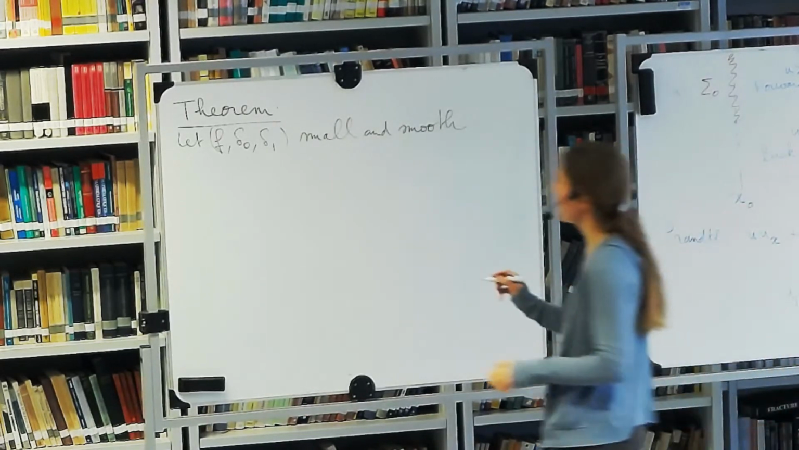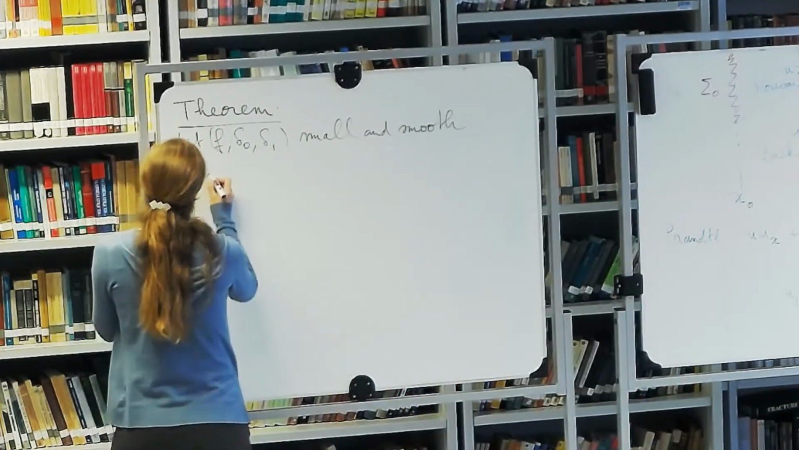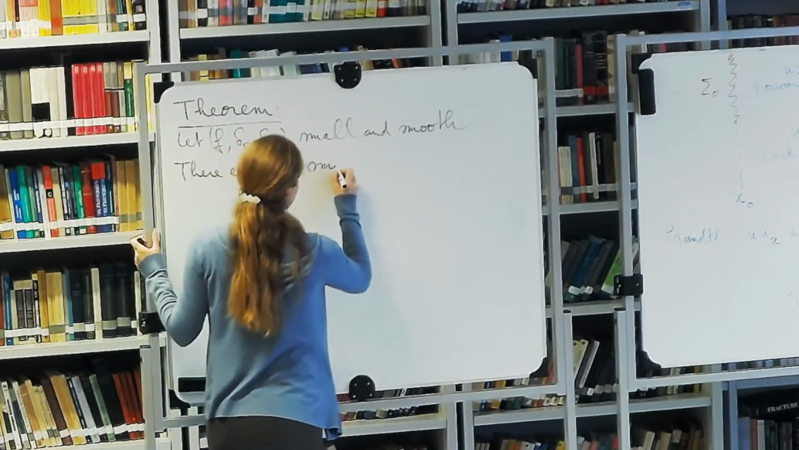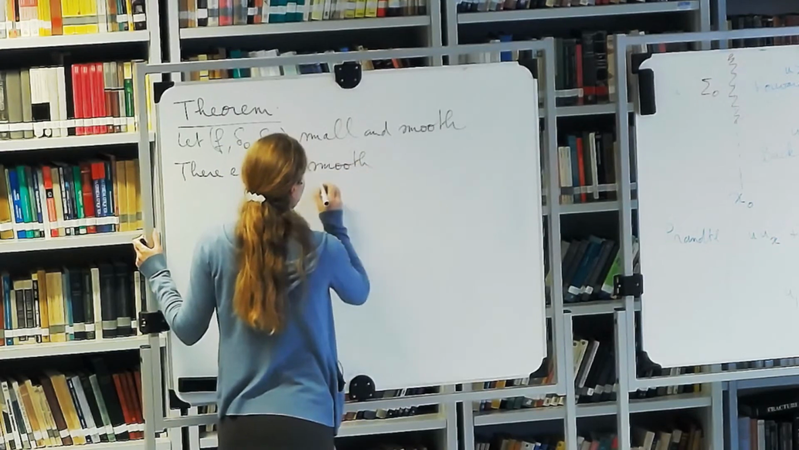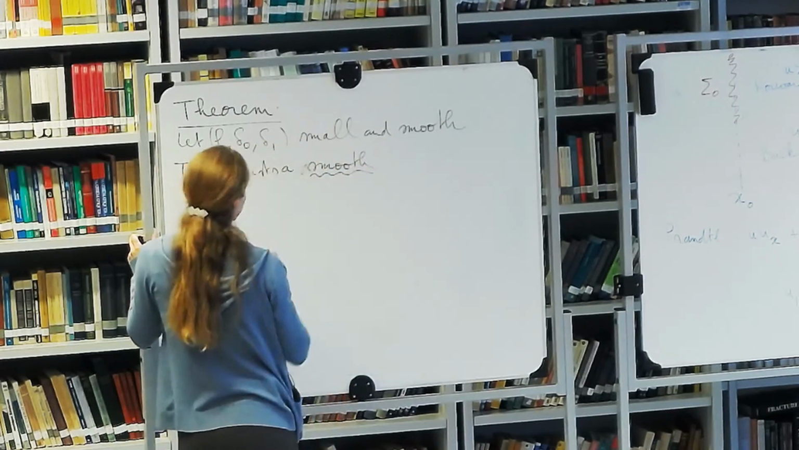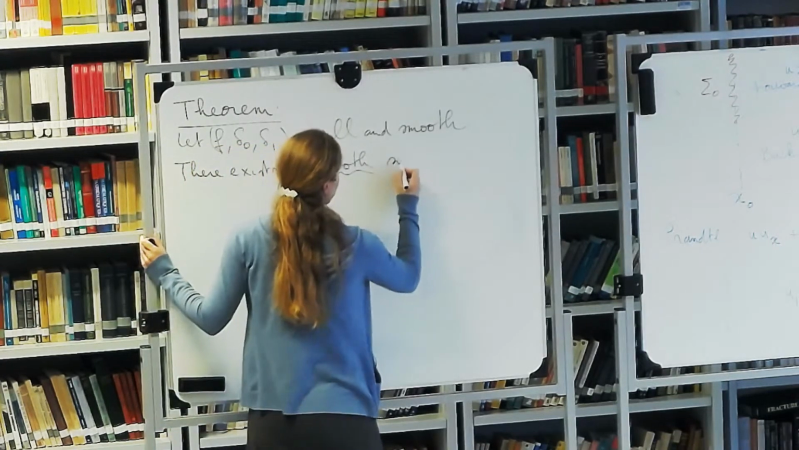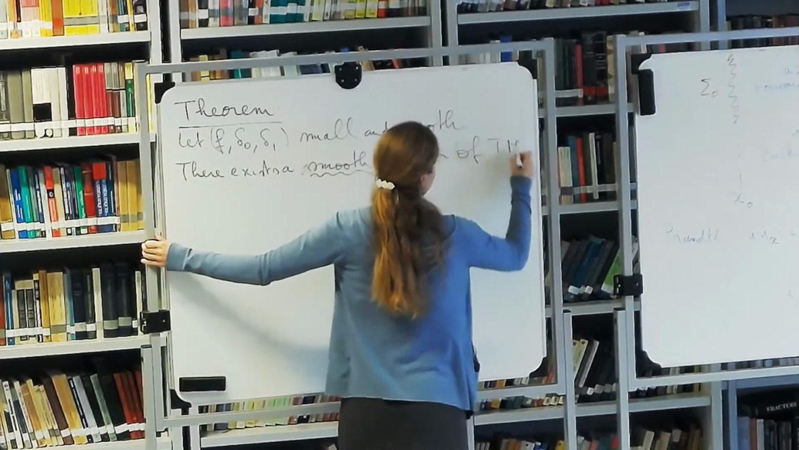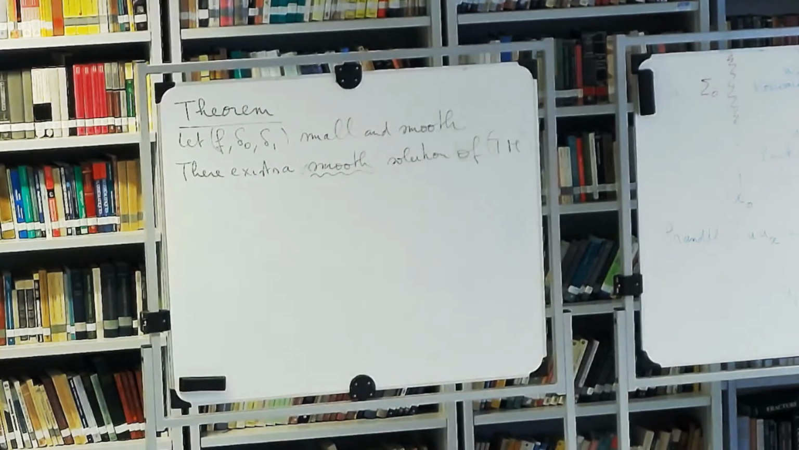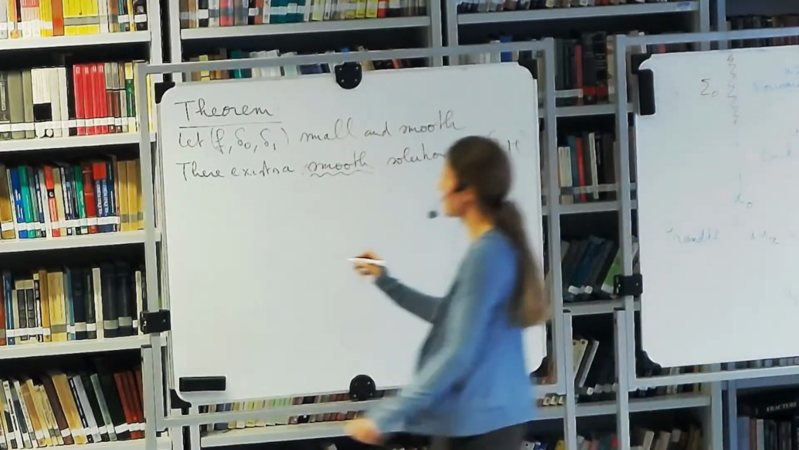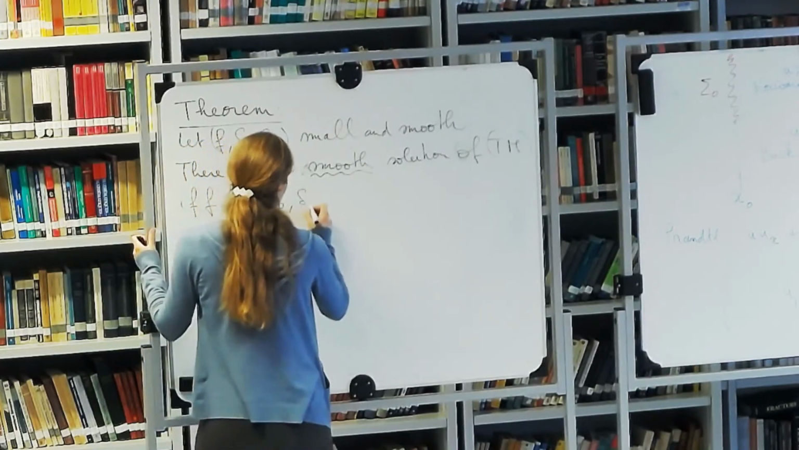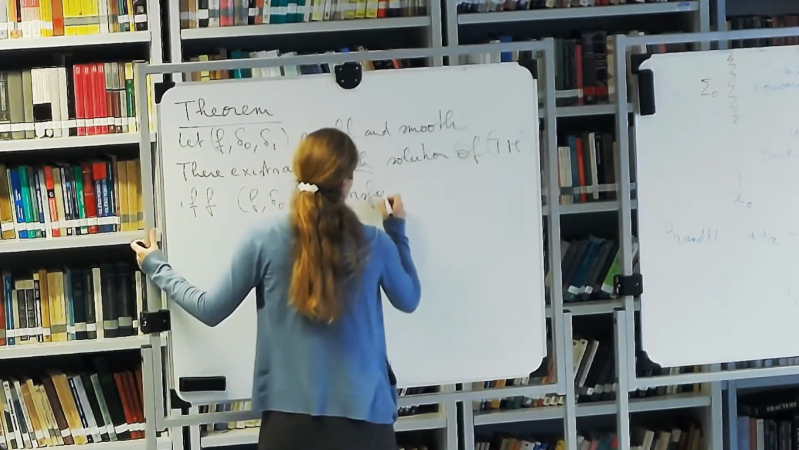And the thing is that there exists a smooth solution. This part is important, and I will try to make it precise a little bit more later on. A smooth solution of my toy model, so the toy model is this one, if and only if f, delta naught, and delta 1 satisfy some orthogonality conditions.